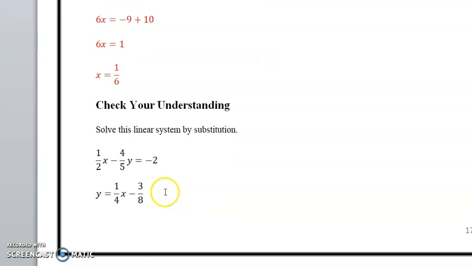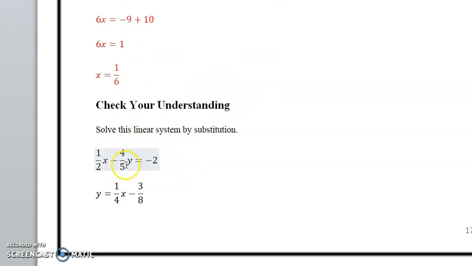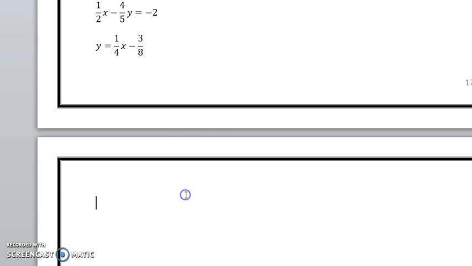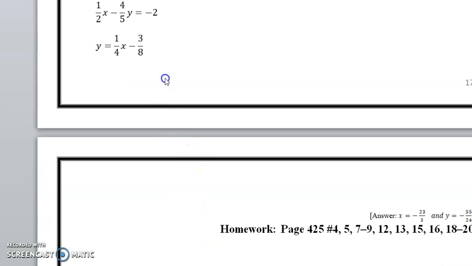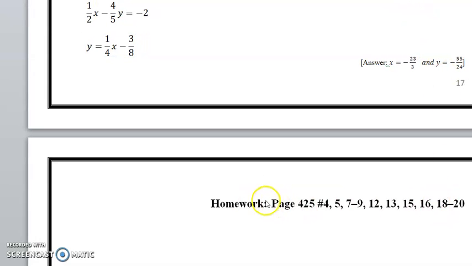So there is a check your understanding question there for you to work on when you're finished. There's the answer. I have an answer up for you. There you go. And there's some homework there for this particular section, page 425, numbers 5, 4, 7 through 9, 12, 13, 15, 16, 18 through 20.